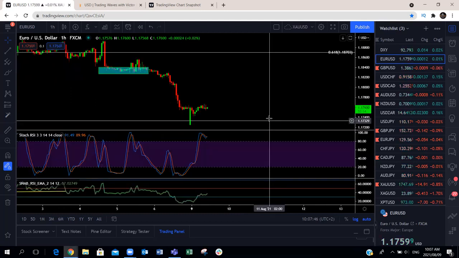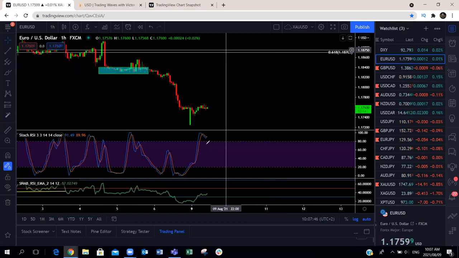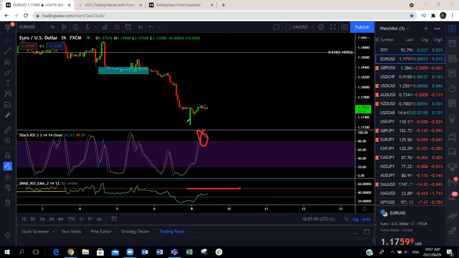Let's have a look at the 1 hour. So on the 1 hour, you can see that we've already reset here. We are still below 50. So this can still do that. And then we'll look for this to come down. Okay, still bearish on Euro US dollar.